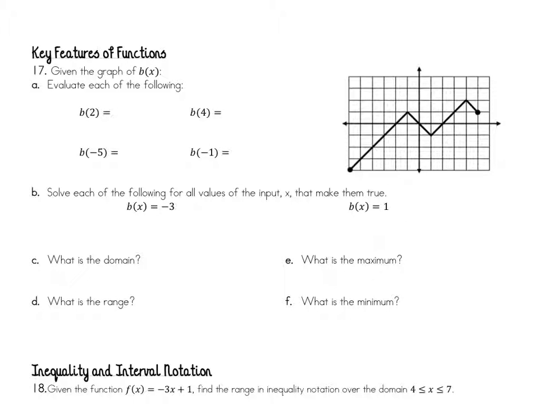Moving on to the key features of functions. Question 17 gives us the graph of the function b of x, and what we're trying to do is evaluate each of the following. b of 2. So what does this mean?